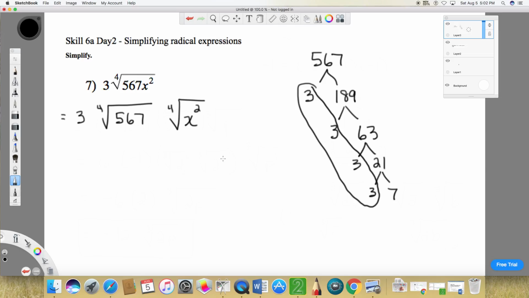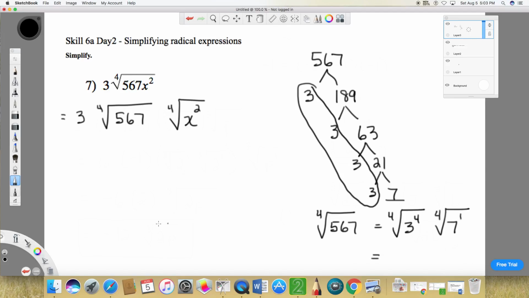So let's come over here. This 4th root of 567, don't switch the 6 and the 7, is the same as the 4th root of 3 raised to the 4th power, because see, I have 4 of these, that's why that exponent is 4. Now I only have 1/7, so times the 4th root of 7. I didn't have a group of 4 factors of 7, so that doesn't simplify.